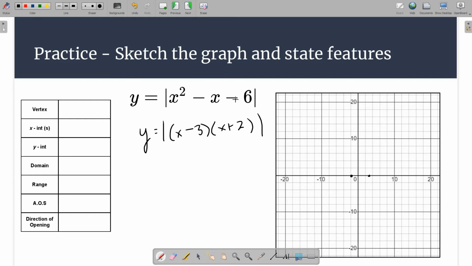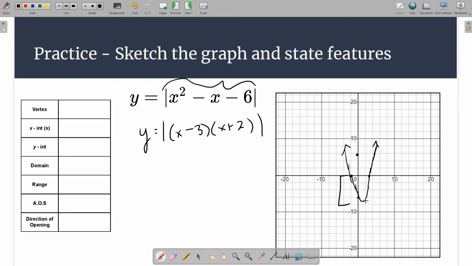And I know my original y-intercept was -6. So I'll put it right here. So I'm going to have something that looks like this just to help me get a visual cue. This is what the original parabola looks like. However, all this gets reflected up because the entire thing is absolute valued. So instead of this being a -6, it's actually going to be a +6 then.